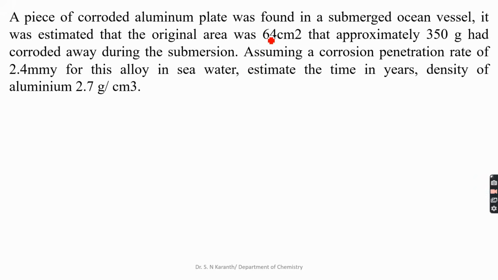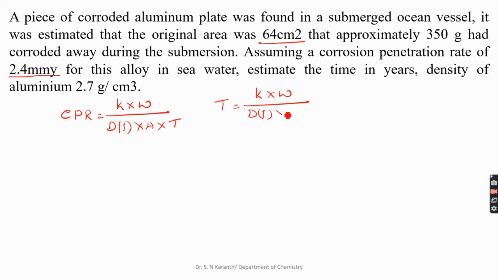And one thing is, here they expressed the area in terms of centimeter square and the corrosion rate in terms of Mmpy. So the unit is the same unit. If they express in terms of inch square, then you have to convert into centimeter square. Then you have to calculate the T value. So CPR is equal to K into W by density into A into T, or T is equal to K into W by density into A into CPR.